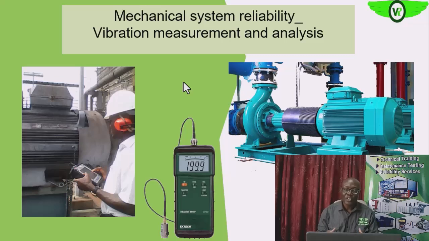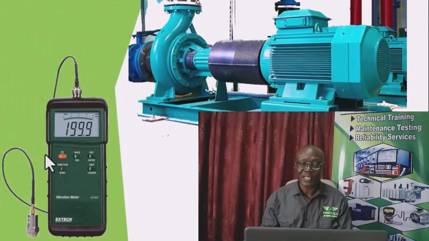Okay, so this vibration, we have what is called the normal vibration when the equipment is operating normally, and then we have what is called the abnormal vibration that is caused by fault condition. Okay, so we have simple instruments like the handheld vibration meter that will be able to give us the overall vibration level of the electric motor and the pump.